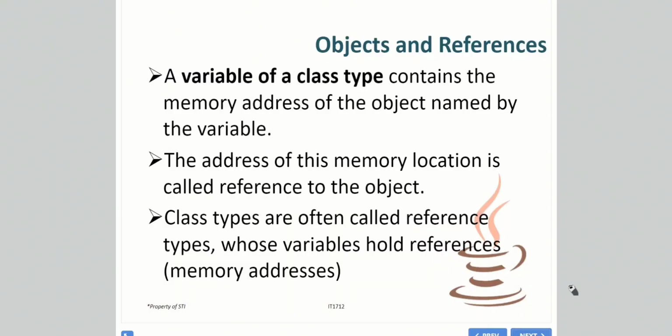Next, we have objects and references. So in Computer Programming 1, we have strings. Okay, in the strings, it can be stored as an object or in different references. So a variable of a class type contains the memory address of the object named by the variable. This memory location is called a reference to the object. Therefore, yung address na yun ang magiging reference natin sa object if we put a value to our variable. Now, class types are often called reference types, whose variables hold references or the memory address.